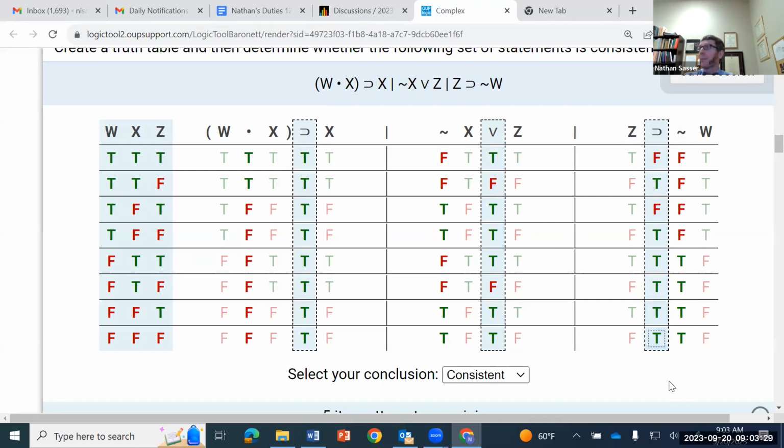and true. Okay, so is there any line where all three of the main operators are true? Not line 1, because we got a false here. Not line 2. Not line 3, we got a false here. Line 4, bingo. All three of them are true, so it's consistent. Actually, also line 5, they're all true. And also line 7 and line 8. We only need one, but we've got more than that. So we know it's consistent.